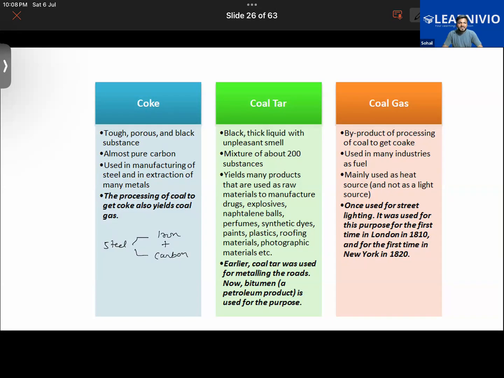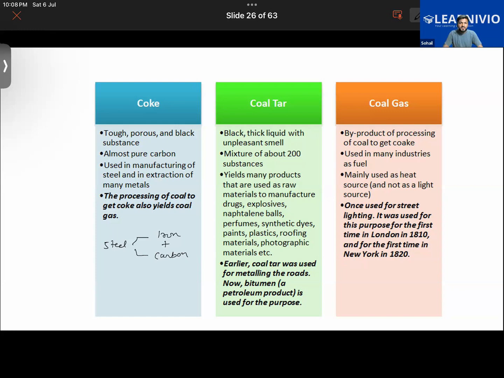Synthetic dyes are manufactured using coal tar. Certain kinds of plastics are manufactured using this. Roofing materials are manufactured using this. Then photographic materials are also manufactured using coal tar. You understand what photographic materials are, right? Ibrahim, do you know what is photographic material?